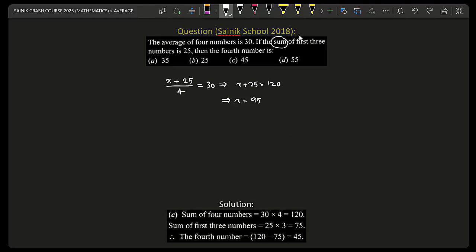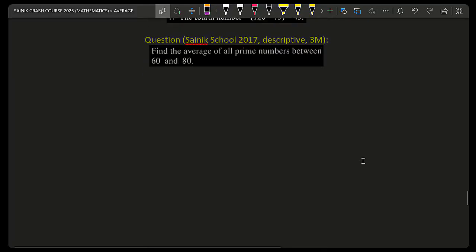Okay. But sir, in place of sum, if we have average, what is the answer for this? Sir, 120 minus 75, that will be 45. That means in the question they have to make this change. In place of sum, we want average. But for this question, when sum is given, the answer is 95. So there is no option. Let's write answer E. Okay, sir. Okay, very good, Vishnu.